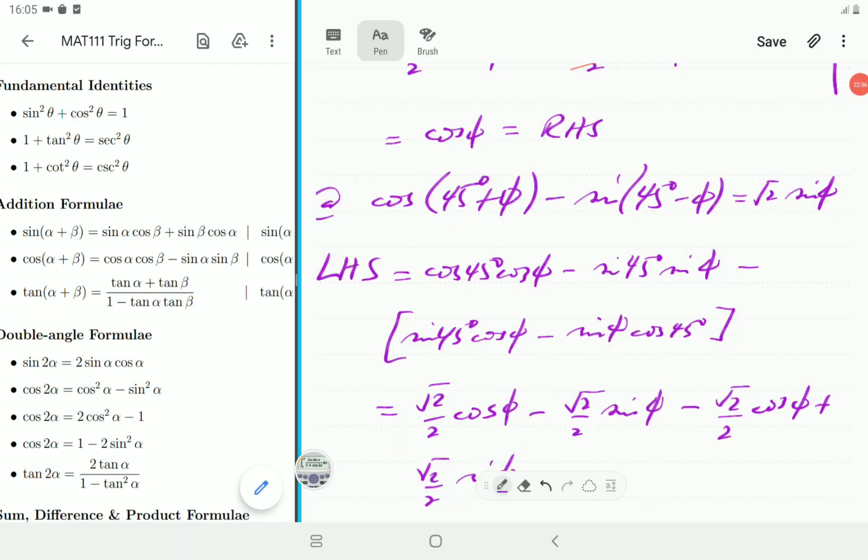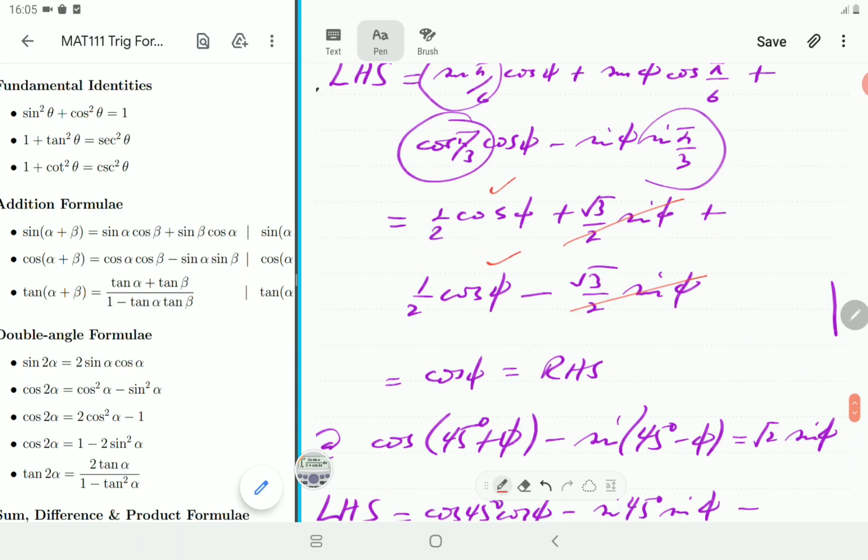Alright, so for that part A, we're going to have to use the addition formula for cosine, and the addition formula for sine alpha minus beta. So for this one, we're going to have cos 45 cos phi minus sine 45 sine phi, and then minus, safe to put this in brackets. So this one we're going to have sine 45 cos phi minus sine phi cos 45 because of the minus there.